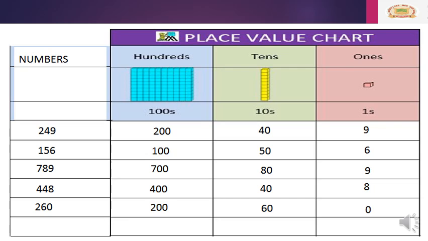Next one, 156. So where do you have to start from? Your right side. Very good. First on ones place 6, 5 on tens place. So what will it become? 50. Very good. And 1 will come on hundreds place. So it will become 100. 156.